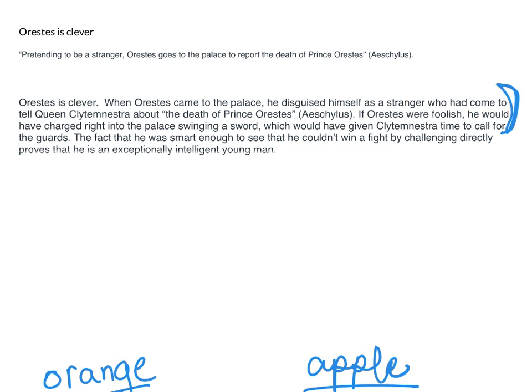So I start with what's not true. So if he were stupid, he would have done this. He didn't do that. Therefore, he must be smart. So you never lose track of the fact that you are trying to prove whatever you have in the opinion. So do not get confused and argue for the opposite. You're only bringing the opposite up so you can show that it didn't happen.